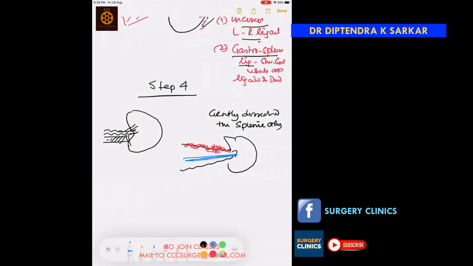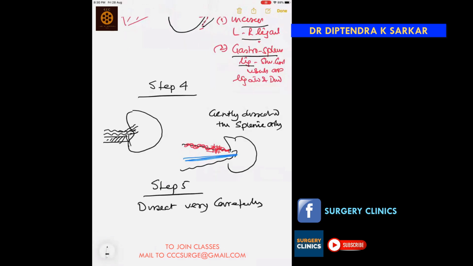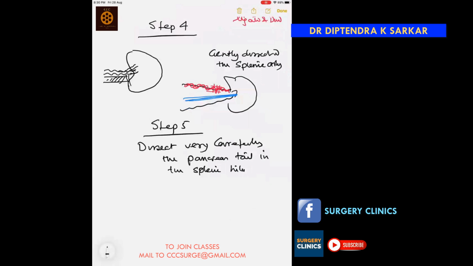So comes the step 5. In the step 5, you dissect very carefully the pancreas from the splenic hilum. So the pancreas is protected. And once the pancreas is protected, in the step 6, you will find only the spleen hanging with the vein passing like this. And therefore, you will ligate this and take the spleen out.